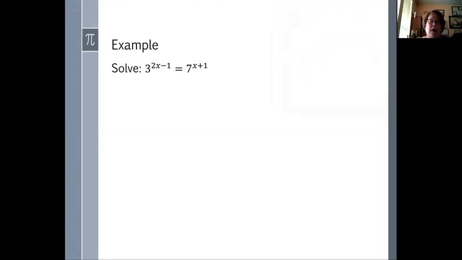First of all, I have exponential expressions on both sides of the equation, and that's okay. But there's no way for me to match the base. I have a base of 3 on the left-hand side and a base of 7 on the right-hand side. Can't match the bases. My bases are not the number 10, so I need to take the natural log of both sides of this equation.